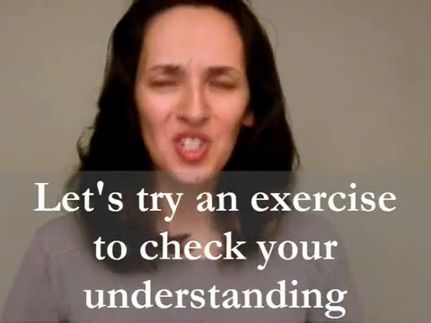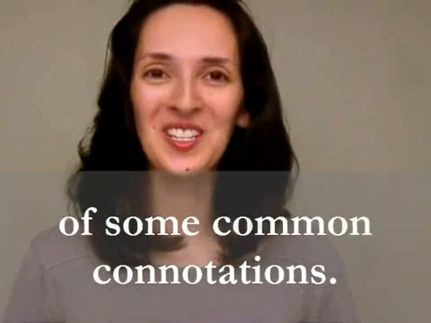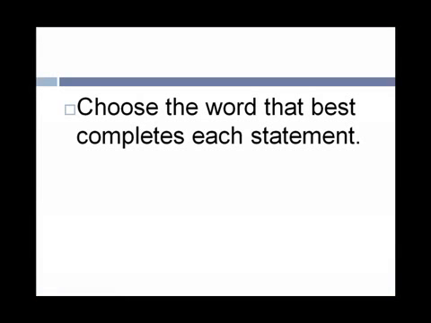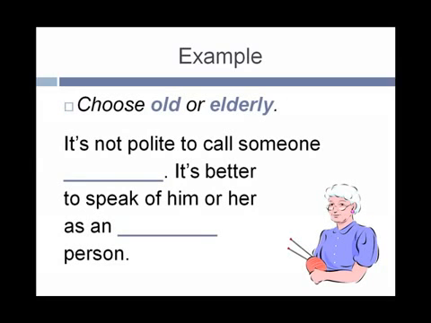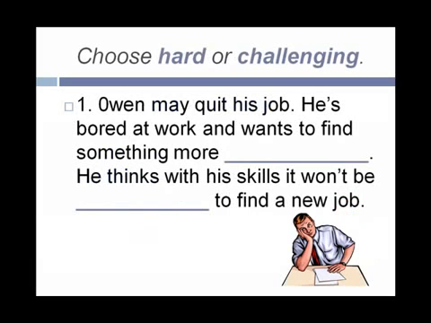Let's try an exercise to check your understanding of some common connotations. Exercise 1. Choose the word that best completes each statement. Example: choose old or elderly. You'll use each word once. Let's read together. It's not polite to call someone old. It's better to speak of him or her as an elderly person. Both words refer to a person who is no longer young, but elderly has a positive connotation, so it's more polite. Number 1. Choose hard or challenging.